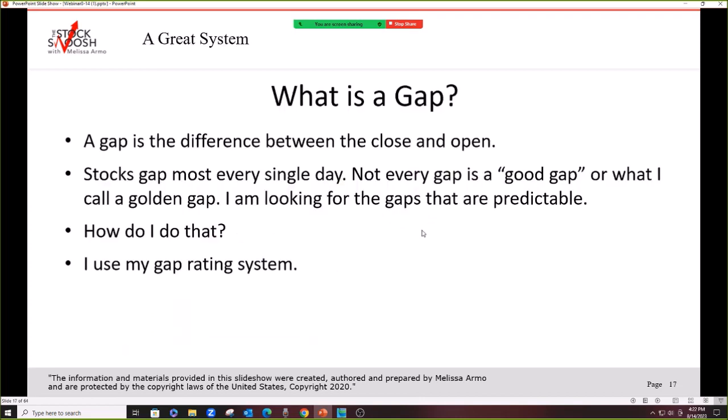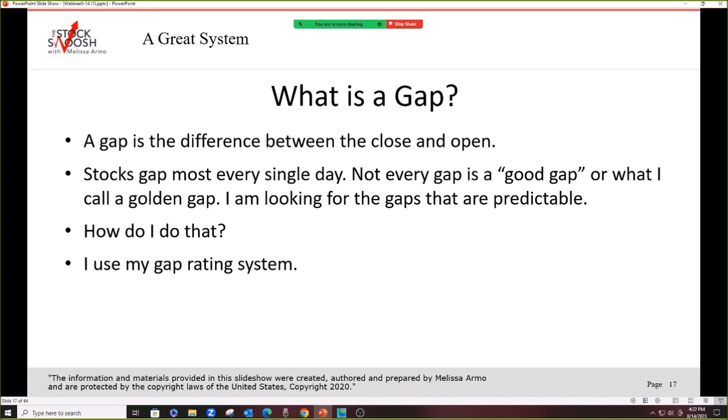So again, what is a gap? I'm taking everything off the daily chart. We were just looking at Tesla. We were looking at the daily chart. So a gap is the difference between the close and the open. Stocks gap most every single day, but not every gap is a good gap, or what I call a golden gap. So I coined my term, my whole system, the golden gap, because it's like finding gold in the market. But again, things gap every day.